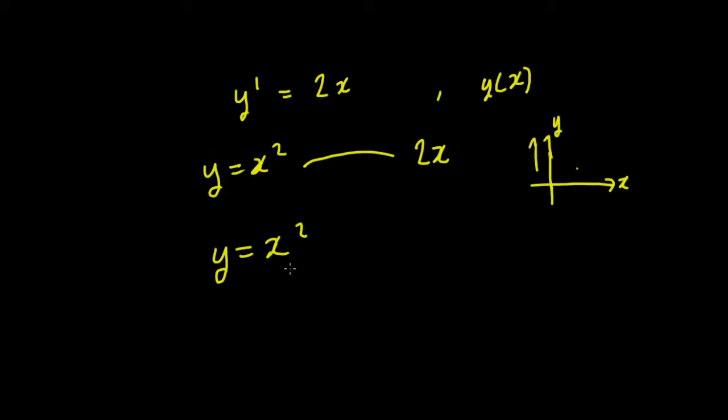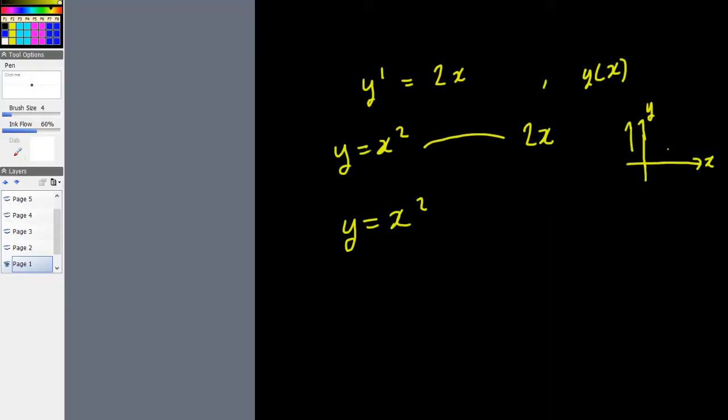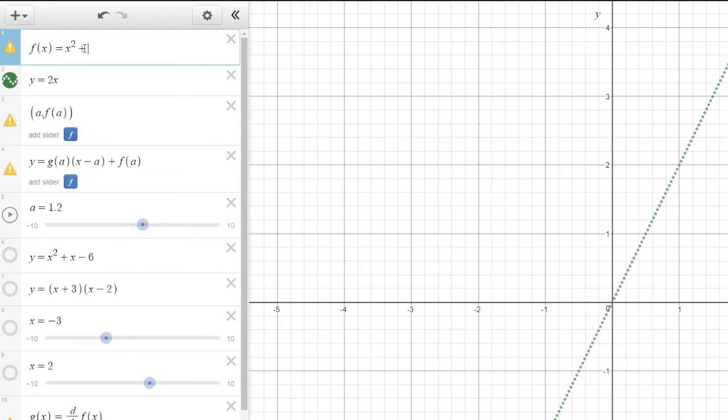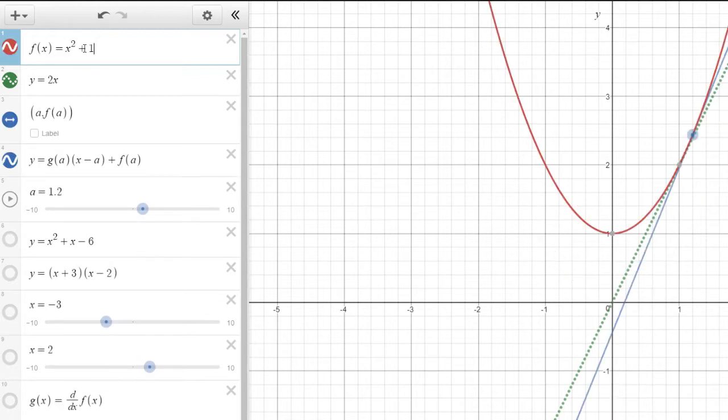But we have to be careful here because that's not the only solution, because y equals x squared is not the only graph that has a gradient of 2x, and you can see that whenever we go back to our graphical calculator. When you go back to that graphical calculator, I can actually put in f of x equals 2x plus, say, plus 1.